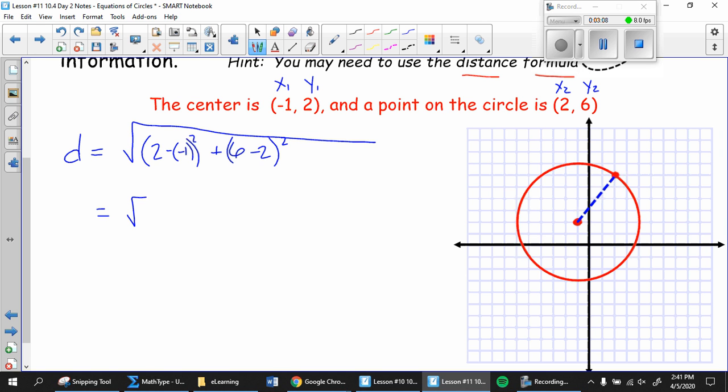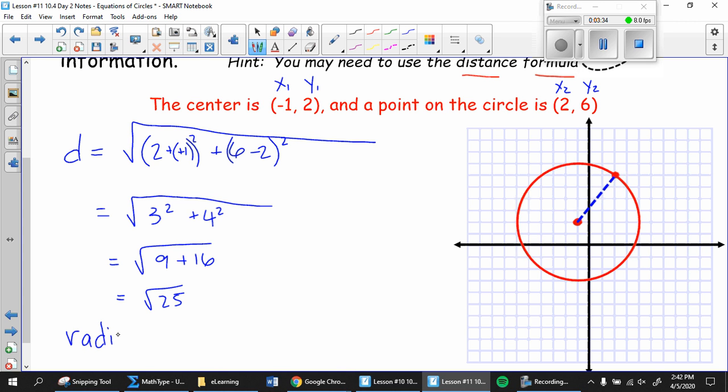When I simplify that, I get 2 minus -1, so that becomes 2 plus 1, so I get 3 squared plus 6 minus 2 is 4 squared. So that gives me 9 plus 16, which gives me the square root of 25. So that tells me the distance, and in our case here the distance is just the radius, which equals the square root of 25, which is 5.